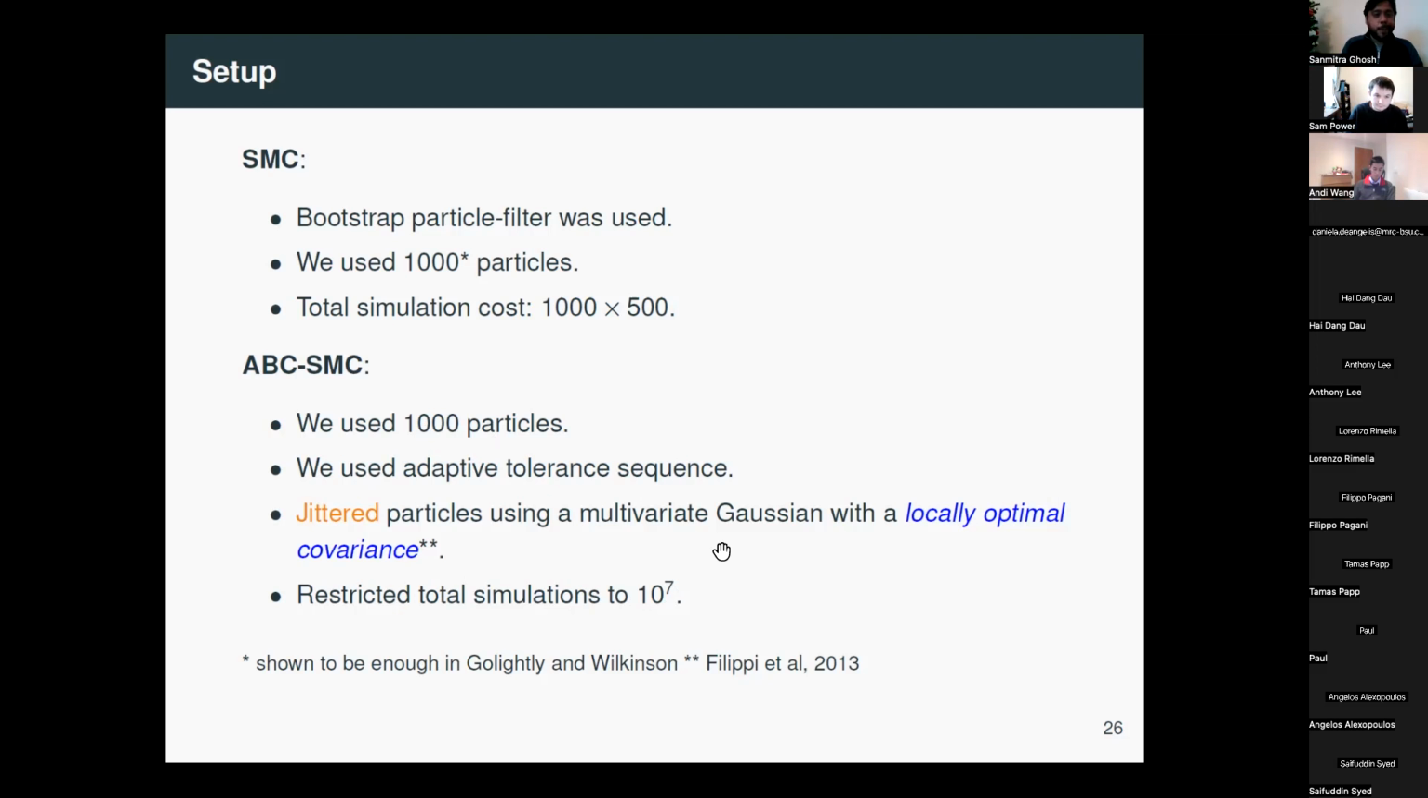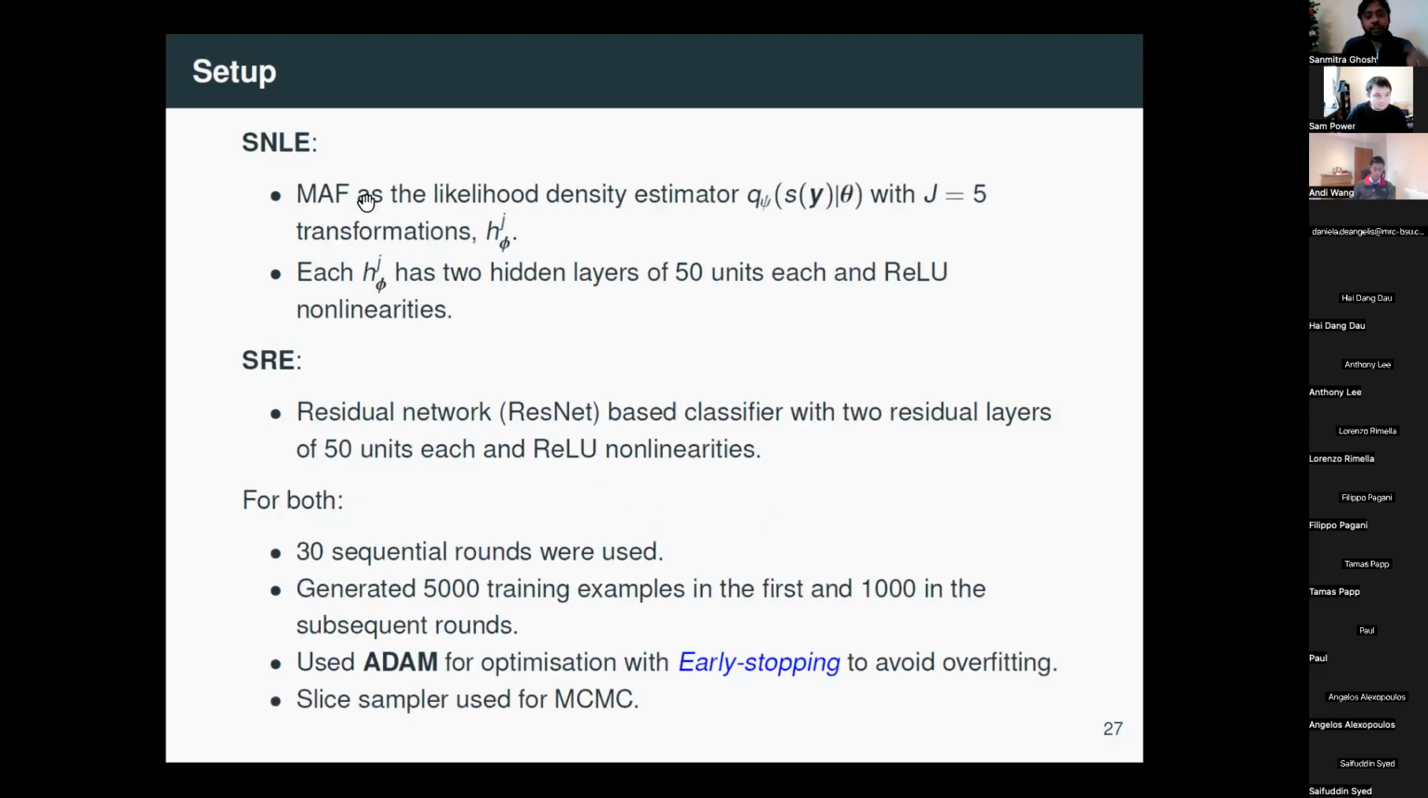Okay. For the SNLE, remember, I need a conditional density estimator for the likelihood. We use the same thing, that MAF, and I use 5 bijections, and each of the bijections is a MADE architecture, which has 2 hidden layers and 50 units with ReLU nonlinearity.